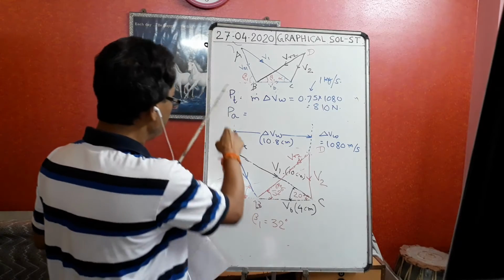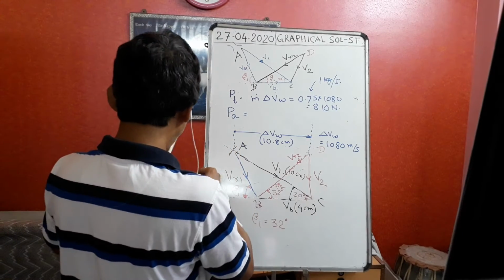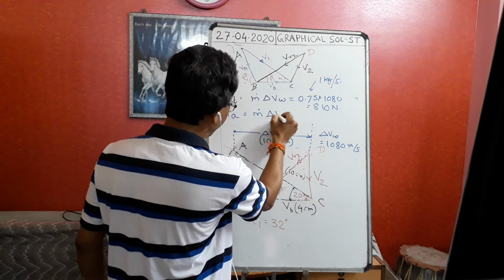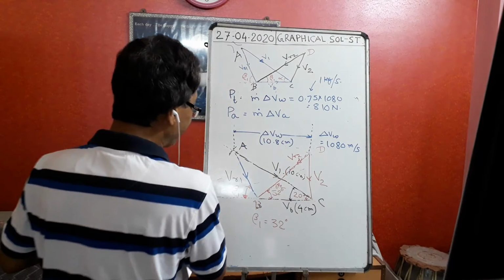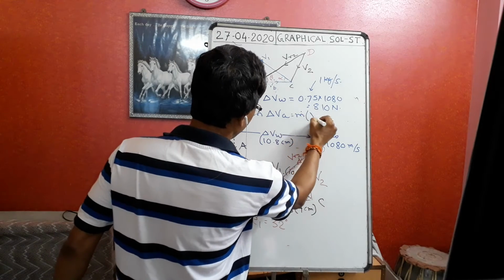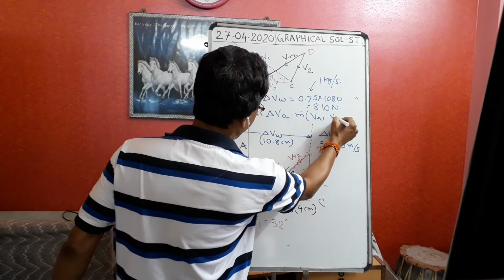So now the axial force. They have asked to find the axial force. What is the axial force? M dot into del VA. And del VA is what? M dot into VA1 minus VA2.